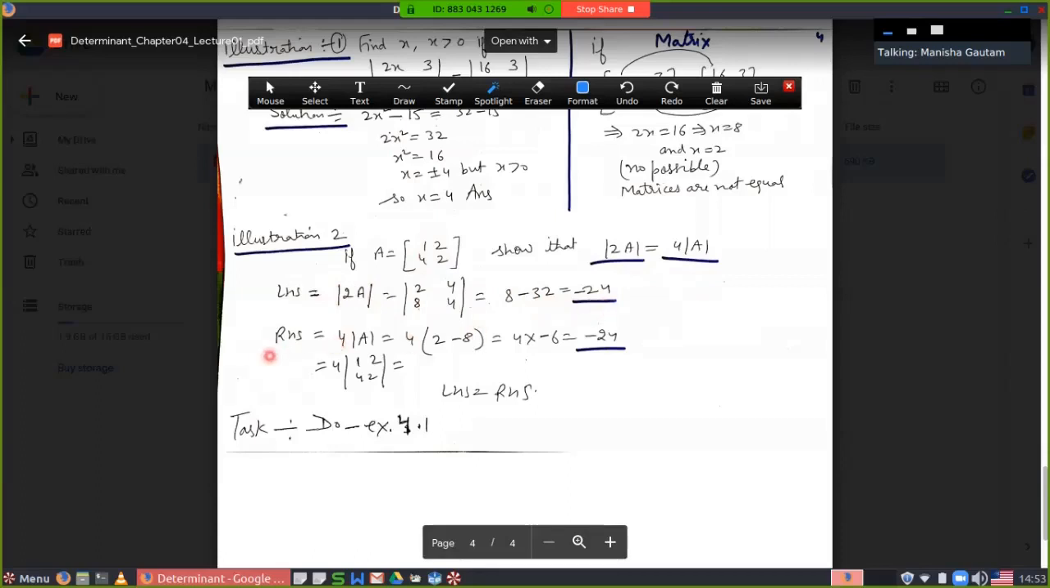Now in the right hand side, you have to find 4 times the determinant value of A. It means first you have to solve the determinant value, then multiply that value by 4. Now the determinant value of this is what? When you write it in determinant form, you will get 2 minus 8, which is minus 6, and 4 multiplied by minus 6 is minus 24. Left and right both are minus 24, both are equal. You can do such types of questions. Suppose this 2 is replaced by 3, then what will be the answer?